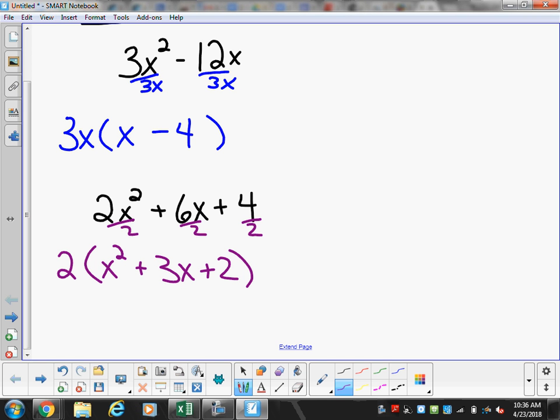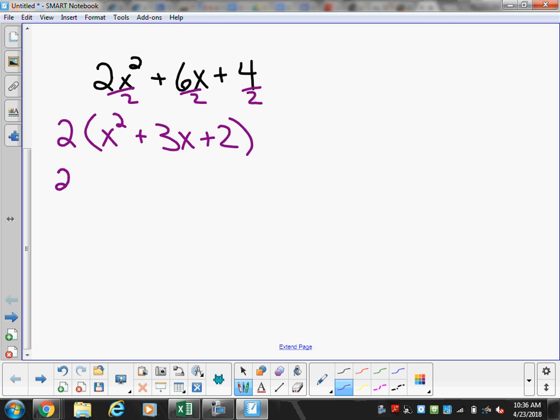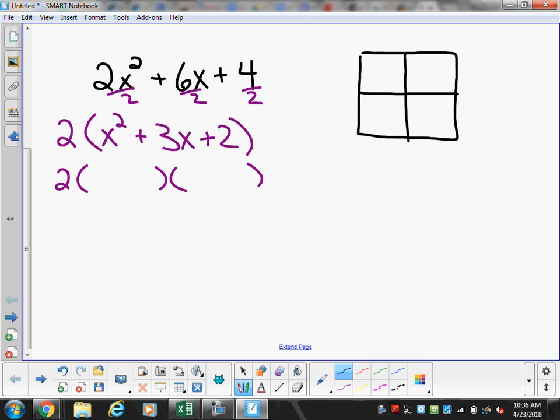Now, inside the parentheses, we now have that trinomial that we can factor. So what my final answer is going to end up looking like is I'm going to have the 2 on the outside, and then I'm going to have the 2 sets of parentheses that I'm factoring out on the inside. So I've already factored out that 2. So now we can do that box, and this is a pretty simple one. So we'll go through that process pretty quickly.